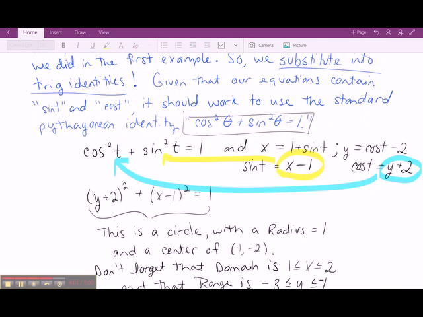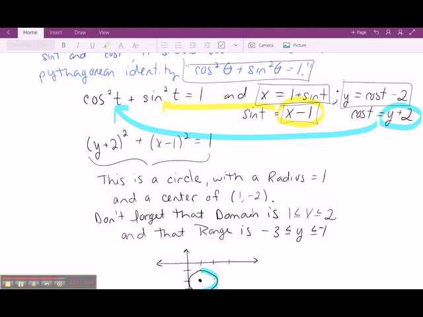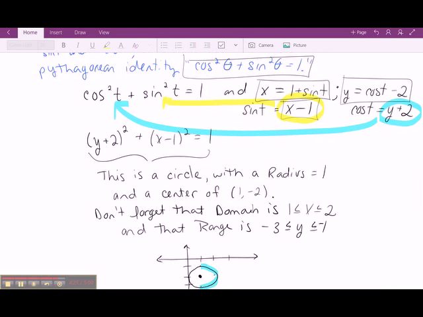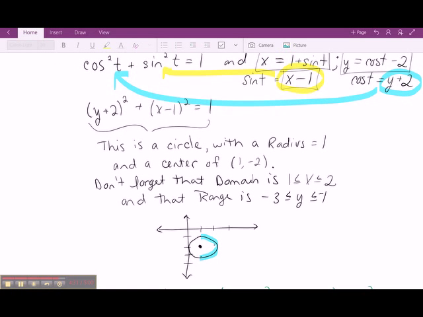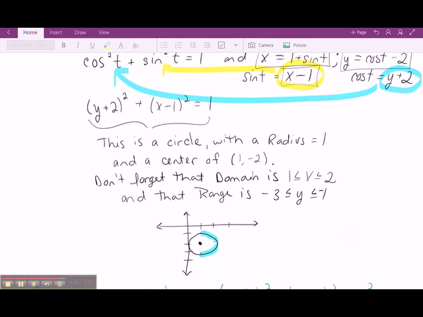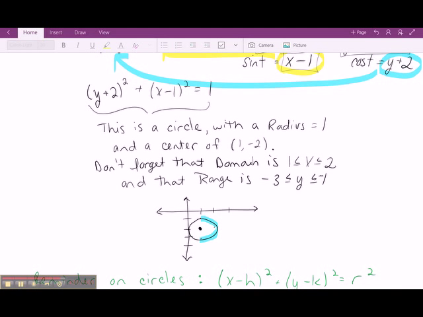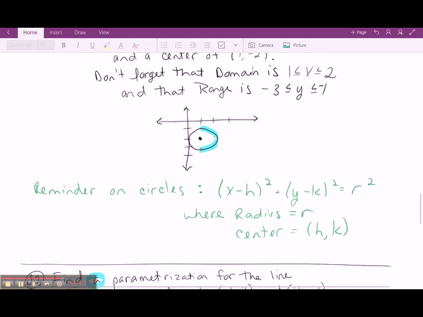So if we use that identity, we plug in, we know from our two equations that x equals 1 plus sine t and y equals cosine t minus 2. That lets us find sine. So you plug x minus 1 in for sine, and you plug y plus 2 in for cosine. That gives us this Cartesian equation, which is the graph of a circle with a radius of 1 and a center of 1, negative 2. And the domain, again, is between 1 and 2, and the range is between negative 1 and negative 3. So it looks like we have that correct.